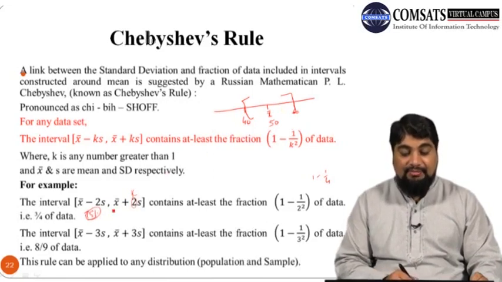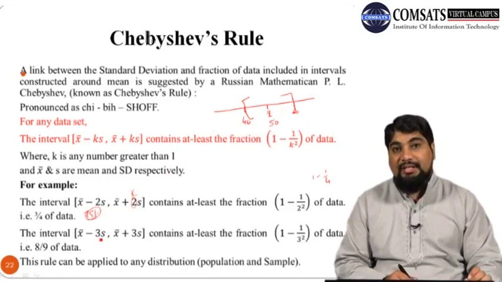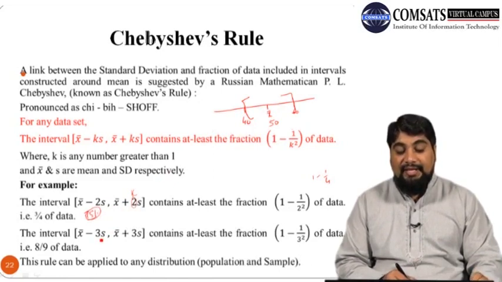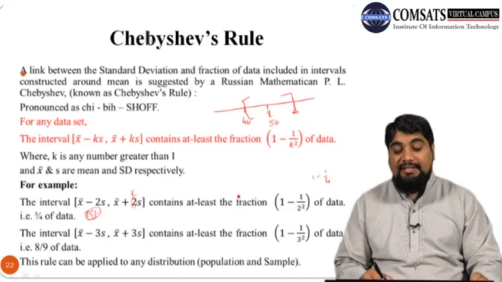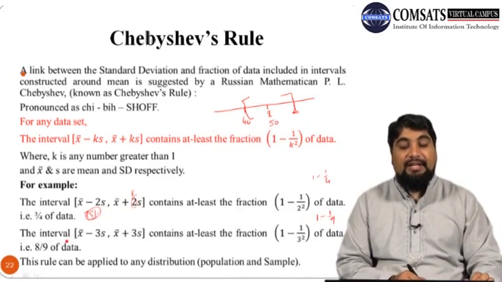Similarly, if we construct an interval by multiplying the standard deviation with 3, then it will contain at least 1 minus 1 over k square. So k is 3 in this case, so it will be 1 minus 1 over 9, or simplifying it further, we get 8 by 9 of the data.